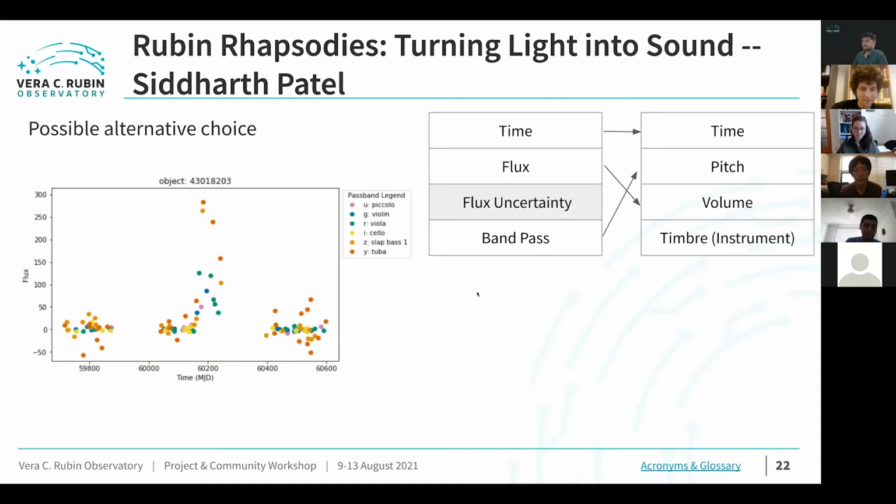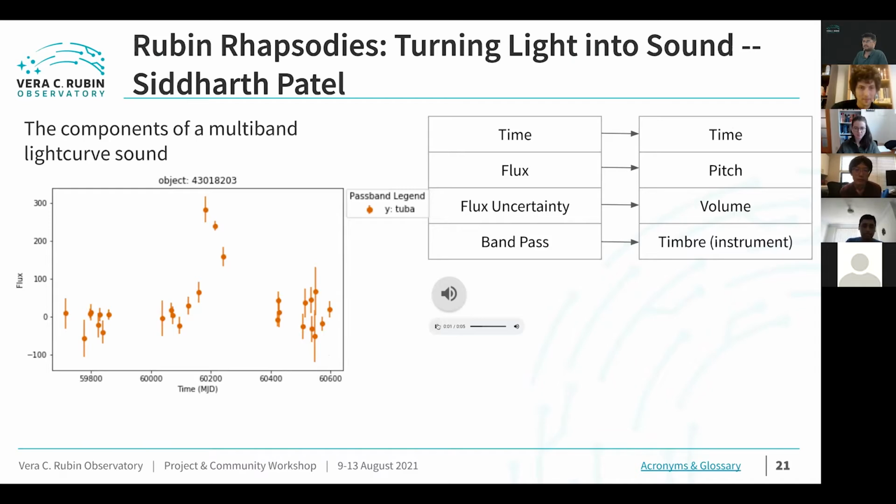Here, the Y bandpass was played and it was given the tuba as its instrument. This is because tuba has a lower pitch range, so we mapped it to lower wavelengths.